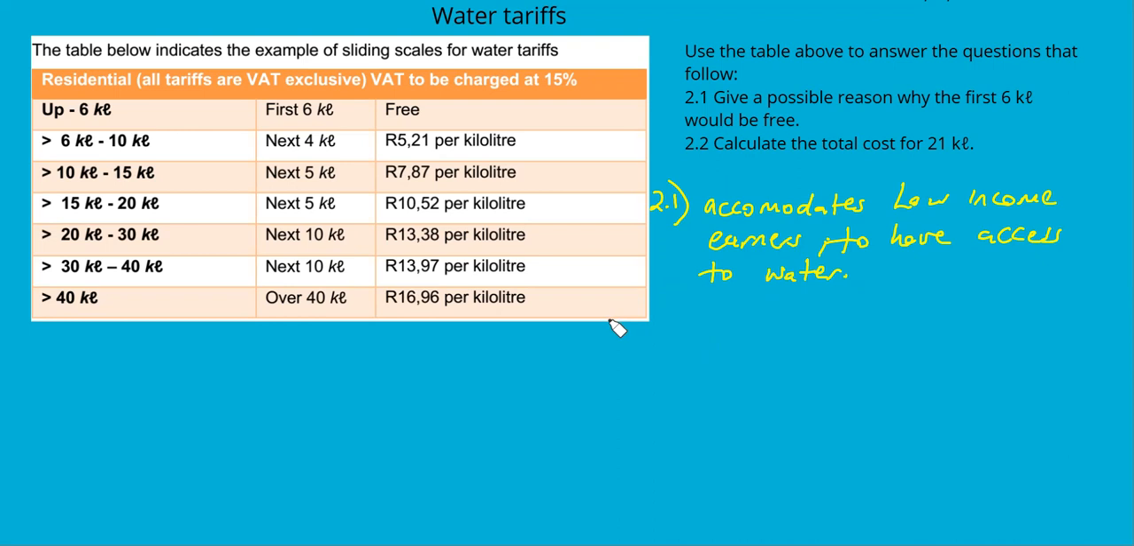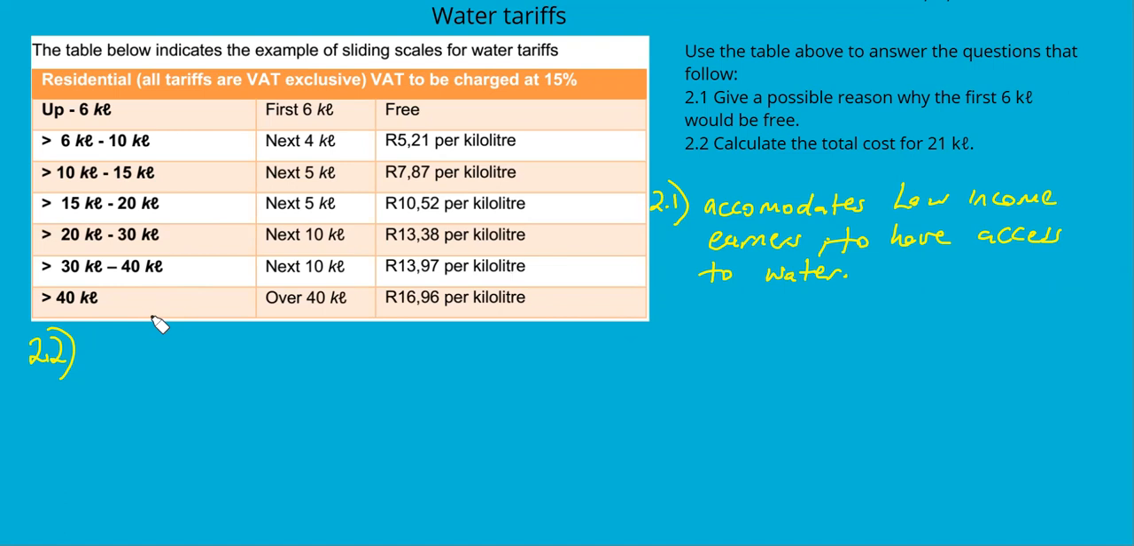Because if they can't pay for electricity, if they can't pay for water, sorry, it means that they are not going to have safe water. So what happens? They are given free 6 kiloliters. Okay. So even if they're going to exceed that, they won't exceed much. So it means that they also pay less at the end of the day. So let's see 2.2.